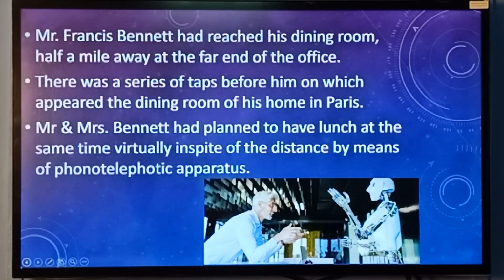Mr. Francis Bennett reached his dining room, half a mile away at the far end of his office. There was a series of taps before him on which appeared the dining room of his home in Paris. Mr. and Mrs. Bennett had planned to have lunch at the same time, virtually, in spite of the distance, by means of phonotelephotic apparatus.